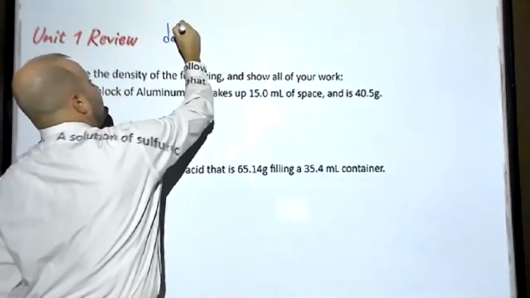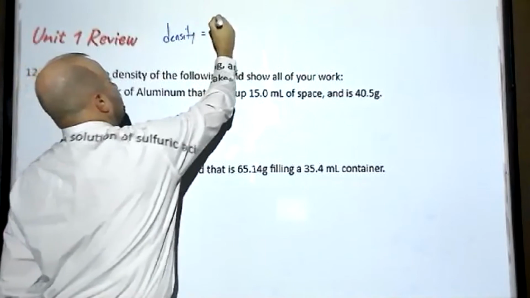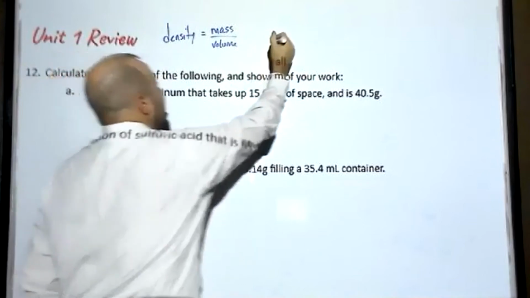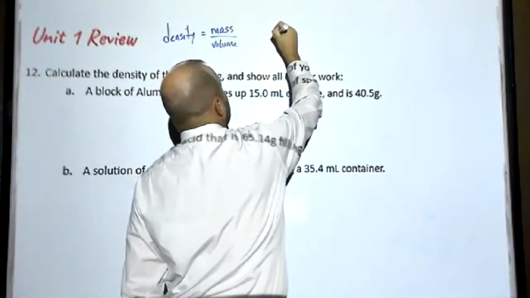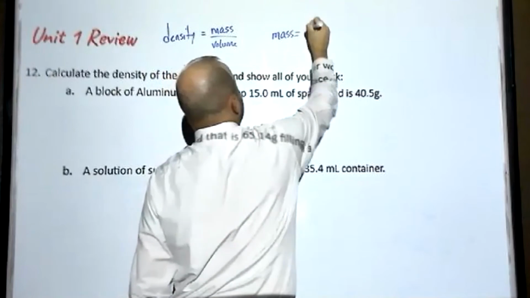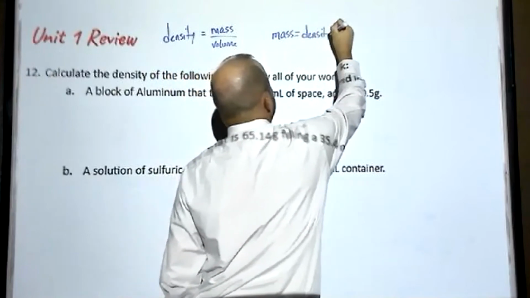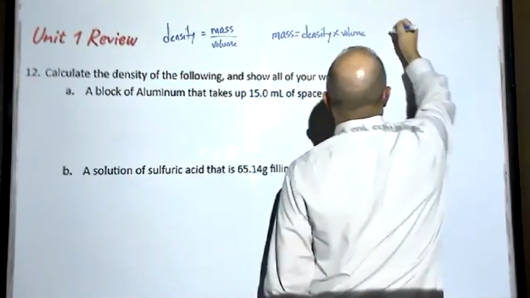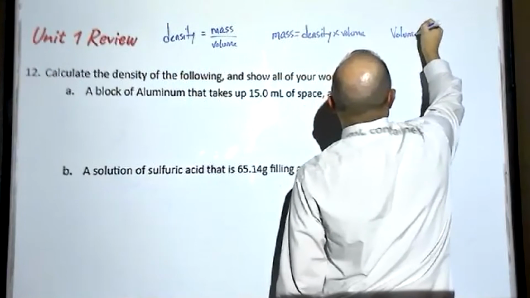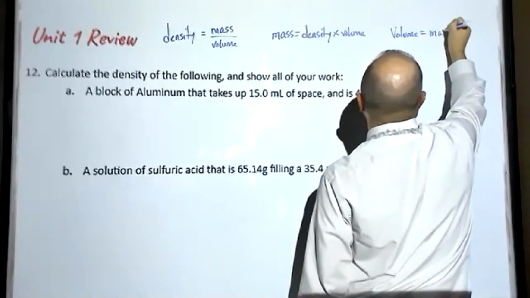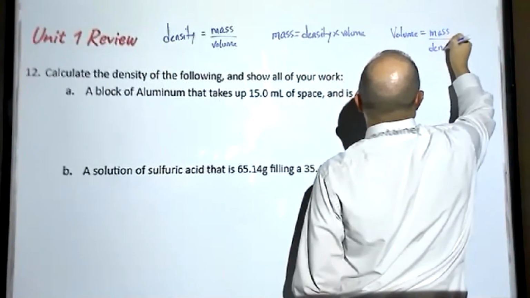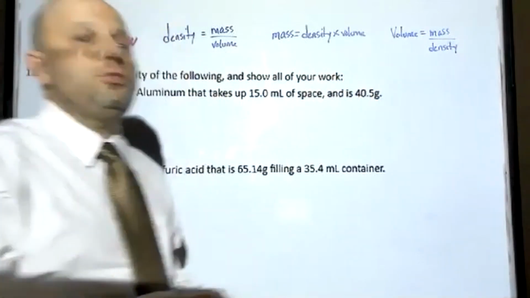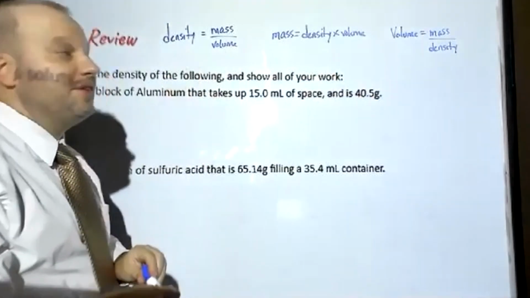So we have density equals mass divided by volume, or mass is equal to density times volume, or volume is equal to mass divided by density. So these first two problems, we're going to be looking for the density.